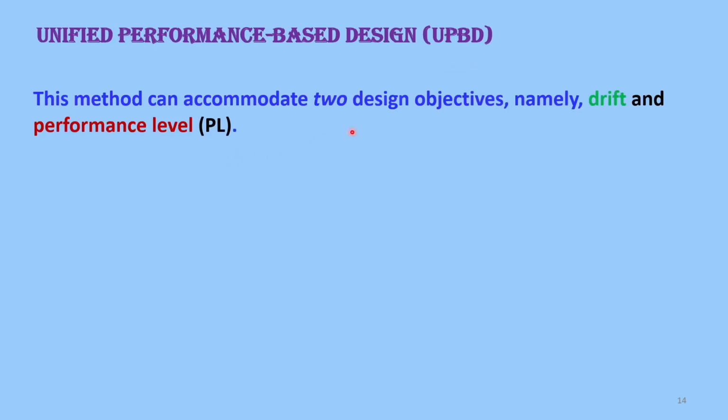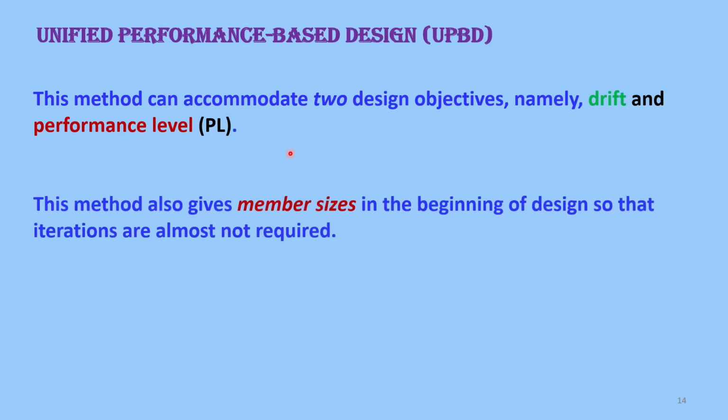This method can accommodate two design objectives. This is drift and performance level. So this is now certainly a wider and more generalized concept of performance based design, and we shall be discussing this in detail later. This method also gives the member sizes. Very important thing, the earlier method, DDBD method, did not give you member size, and it was to be found by iteration or intuition, and the iterations were required to improve the sections. This UPBD method gives the member sizes in the beginning of the design so that iterations are almost not required.